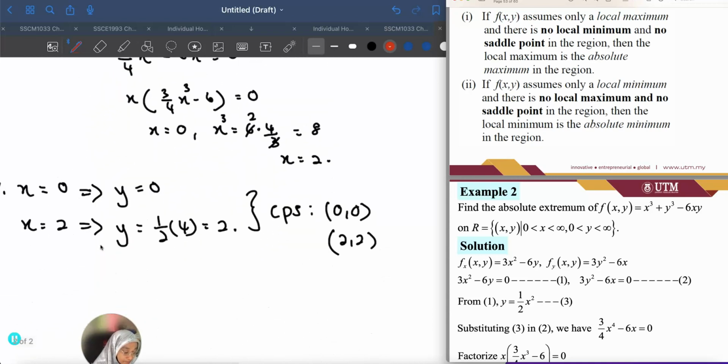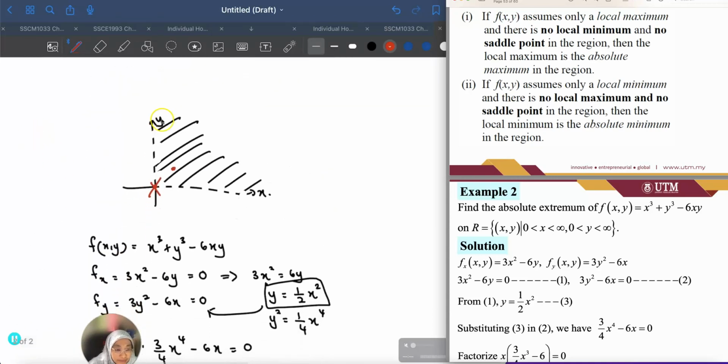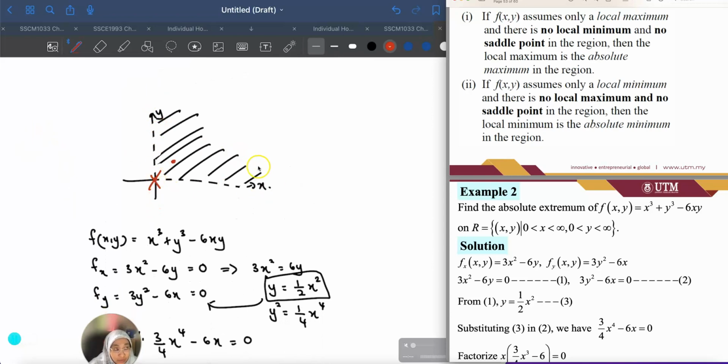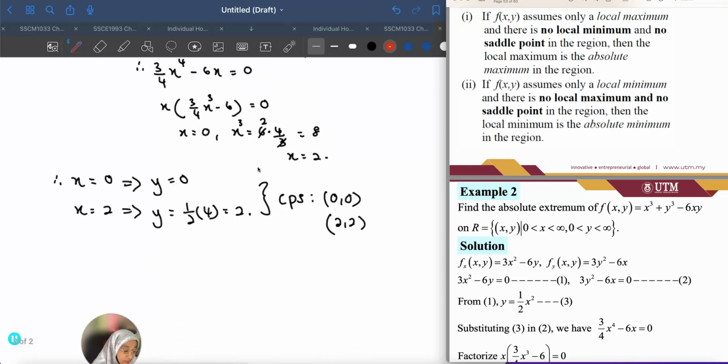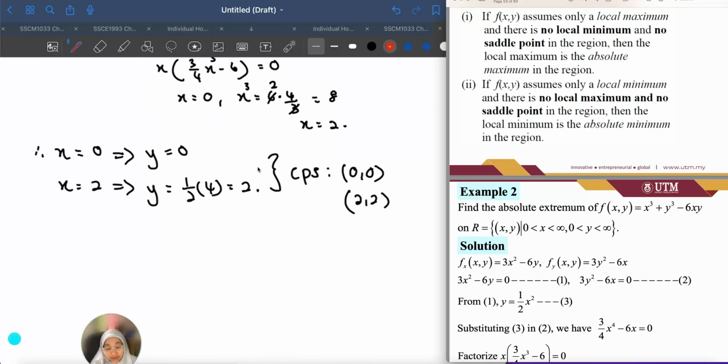Since there is no boundary, it is an open region, so you cannot do the same as for the absolute extrema on a closed region. You cannot have a specific boundary line because it is open, so you don't need to investigate the points along the line. So the process is just like local extrema. Once you obtain the critical point, you can just determine whether it is min or max, using the second derivative test. So for an open region, the process is just like local extrema.